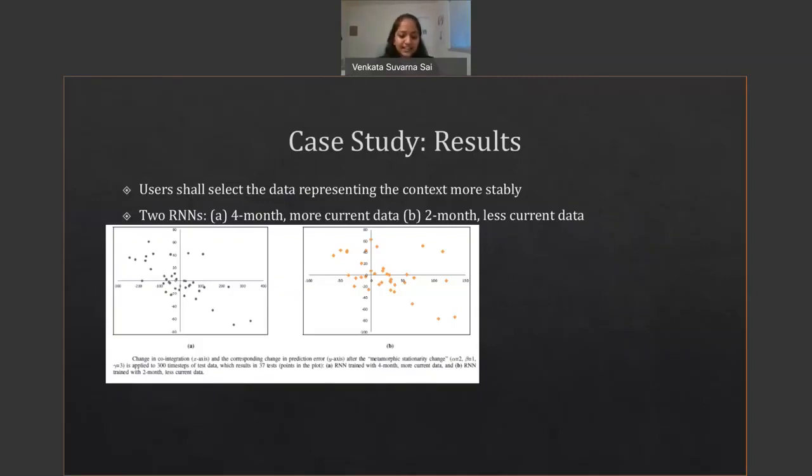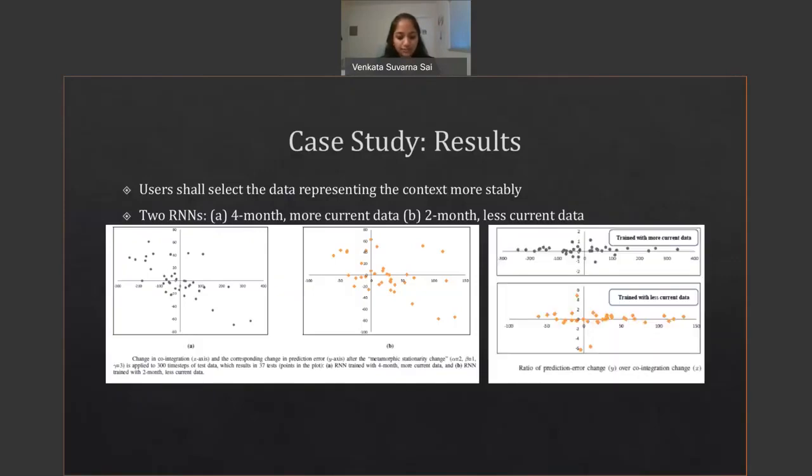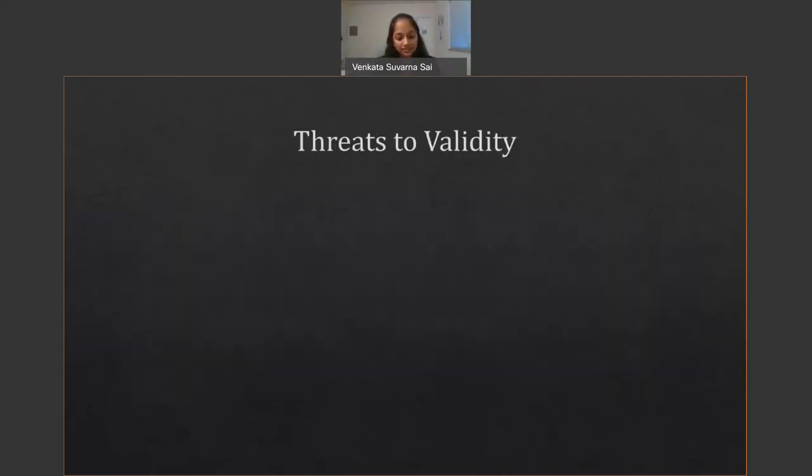We test it again after applying the metamorphic stationarity change, and we see that the model with less current data produces more noisy results. And if we take the ratio of y and x-axis over here, that is, say, the slope of the graph, we find that the first model has a smaller range of, say, -1 to 1, but the second one has a wider range due to more noise. Practically, these threshold ranges can be used to inform MSDGC engineers about the RNN behavior, about its limits, and if human intervention is needed.